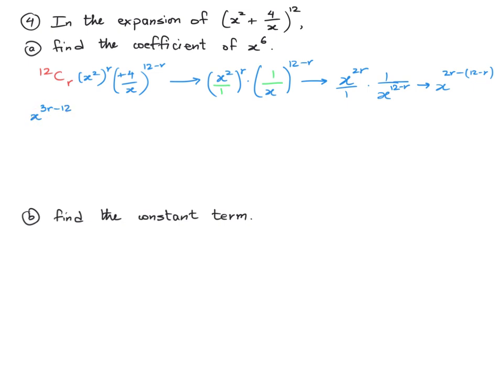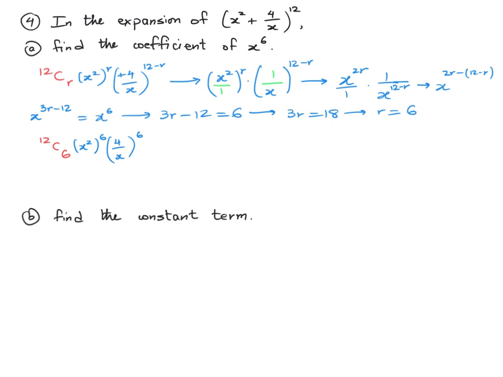Now remember, I want x to the sixth. So I want x to the 3r minus 12 to match up with x to the sixth. Well, that means that 3r minus 12 must equal 6. And once we know that 3r minus 12 is equal to 6, we can figure out what the value of r needs to be. And so we solve and we end up with r must equal 6. So now we know we have to have exactly 6 of the x squareds, and then 12 minus 6, which is another 6, of the 4 over x's. And this is going to have to be 12 choose 6.